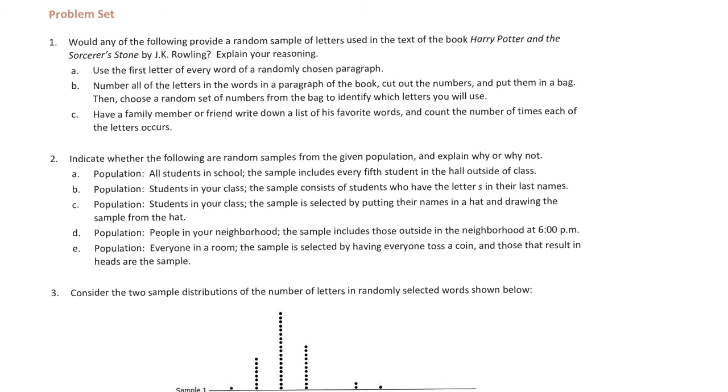Number 2 says, indicate whether the following are random samples from the given population and explain why or why not. A, the population of all the students in the school. The sample includes every 5th student in the hall outside of class.